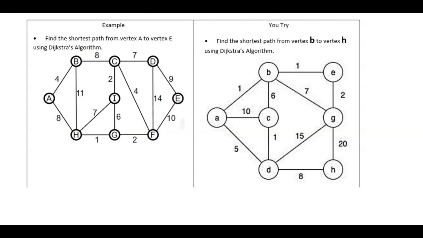Let's take a look at Dijkstra's algorithm. Find the shortest path from vertex A to vertex E using Dijkstra's algorithm. So we're trying to go from A to E. And there are lots of paths that we can take. Which one's going to be the shortest?